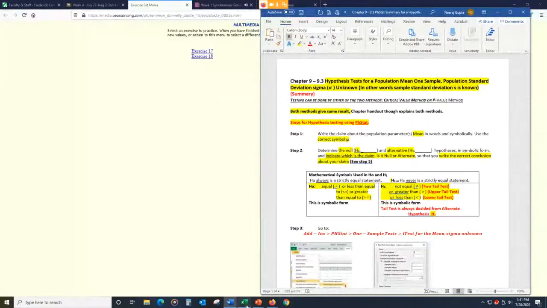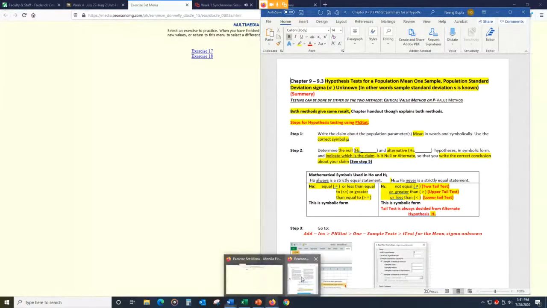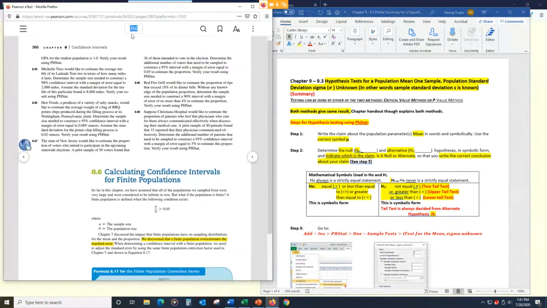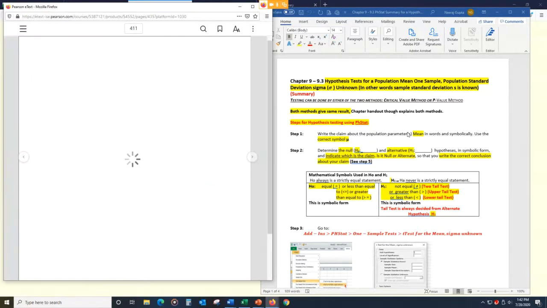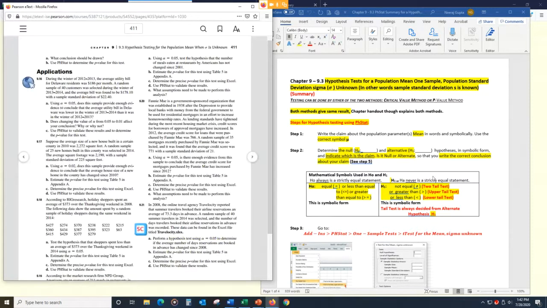So let's take an example from the book, and then we will do the whole process, okay? And I'll point it from the summary of 9.3, which is for mean, and then 9.4, which is for proportion. So let's take the example here.